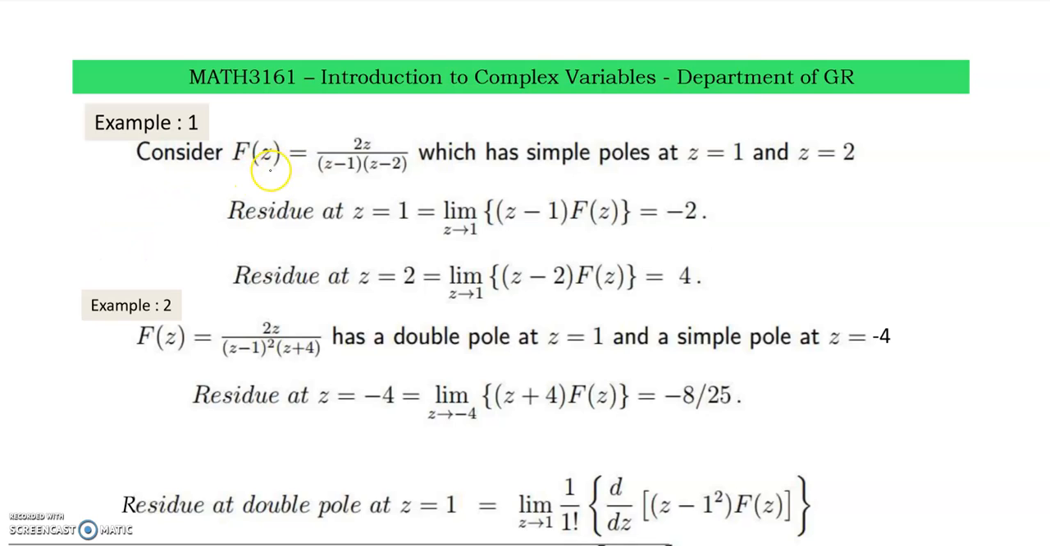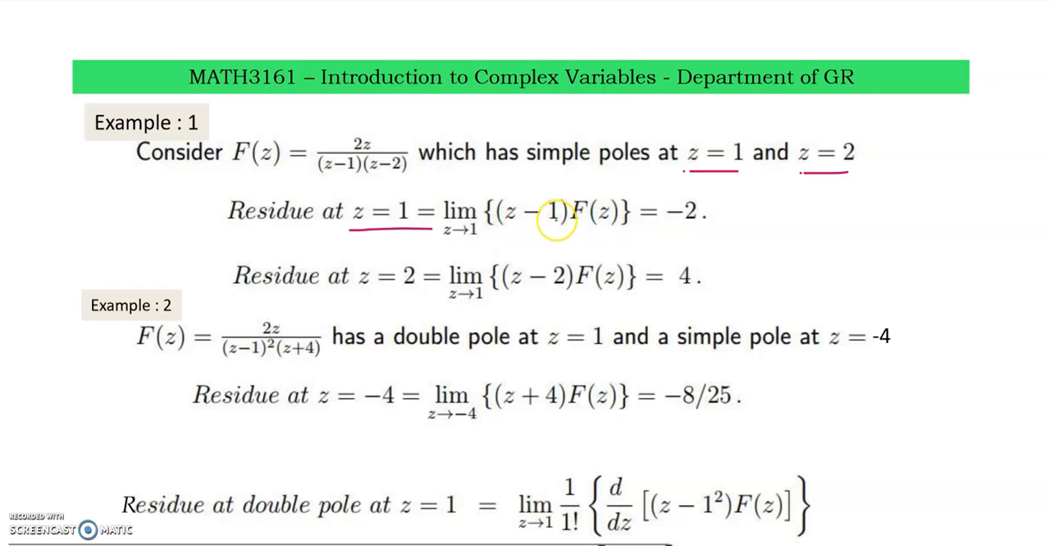Now you see the function f of z is equal to 2z over (z minus 1)(z minus 2). This is a given function which has simple poles at z equal to 1 and z equal to 2. We can say simple poles, or we can say this is a singular point, this is also a singular point. Now see, we have to find the residue. How to find the residue? Residue at z equal to 1, that is limit z tends to 1, (z minus 1) f of z.